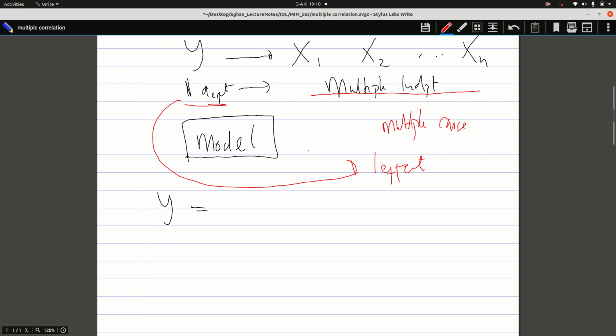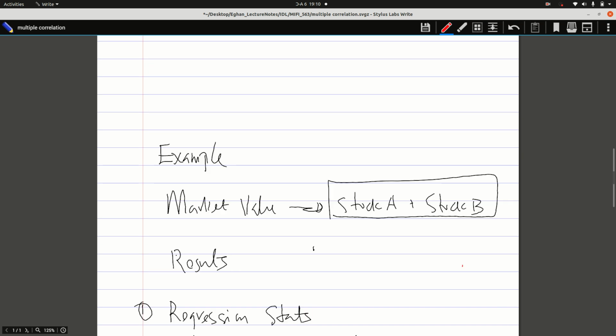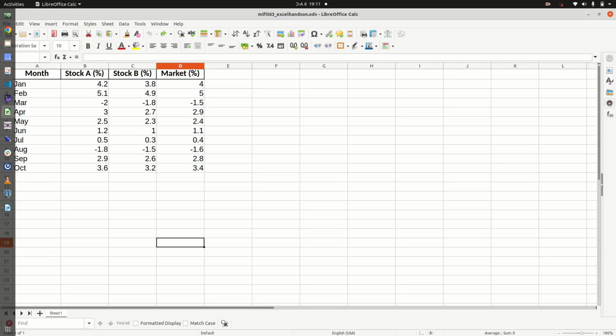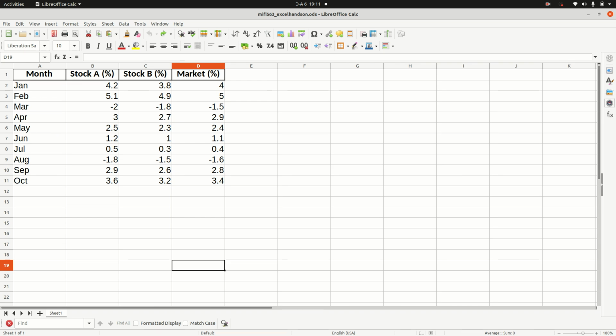So I'll go straight to my Excel sheet. I have an example, and then we'll use that to answer the questions that are necessary. The example is on a market value. We want to know the market value, which is against two traded stocks, stock A and then stock B. We want to see the effect of trading in stock A and stock B on the market value. So let me go to my Excel sheet here. I want to expand this a bit. I hope you can all see that.